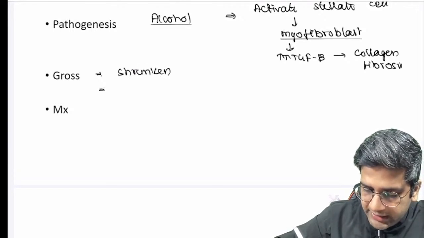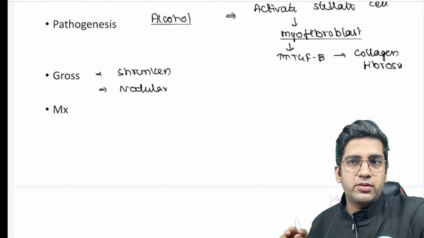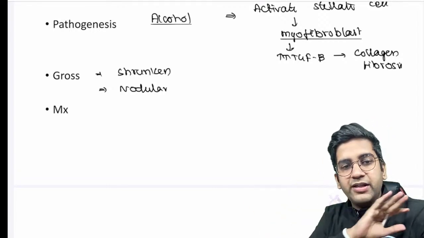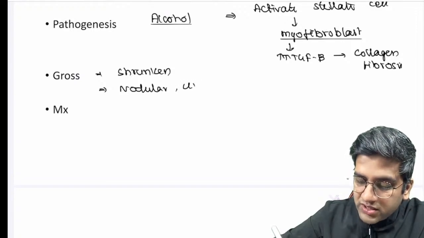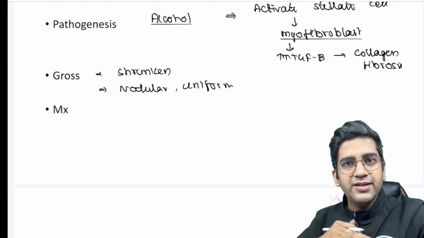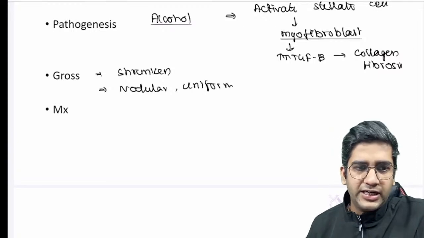The most important thing: the liver will be nodular, and the nodules will be uniform. Nodules mean it could also be cancer. A cancer nodule is also nodular, right? But here there are uniform nodules throughout the surface of the liver. I cannot have one lobe of the liver alone cirrhosed. It's a complete process involving the entire liver, right?